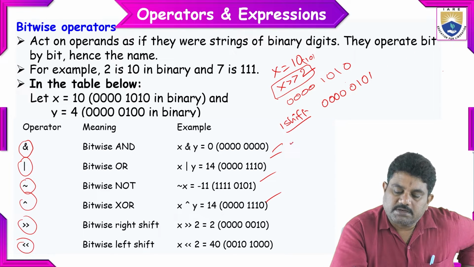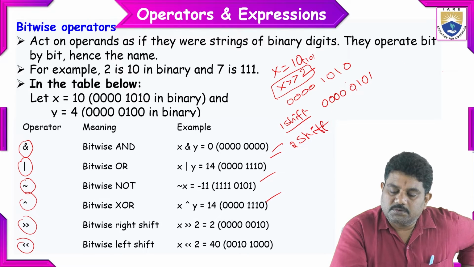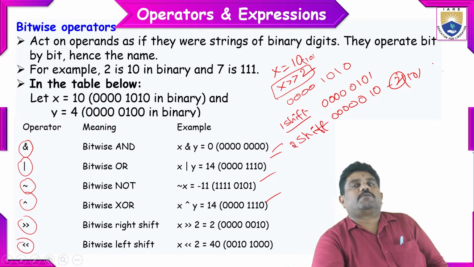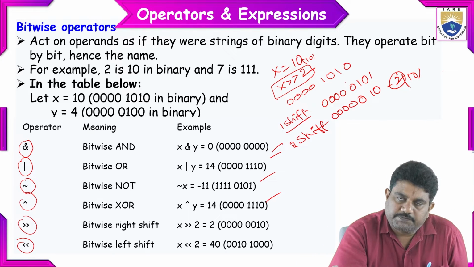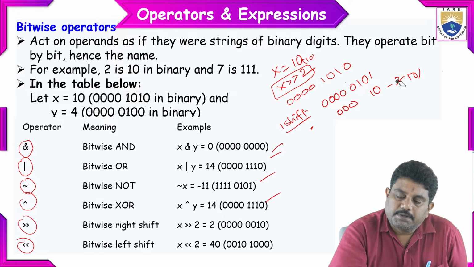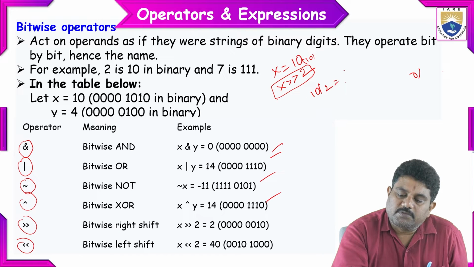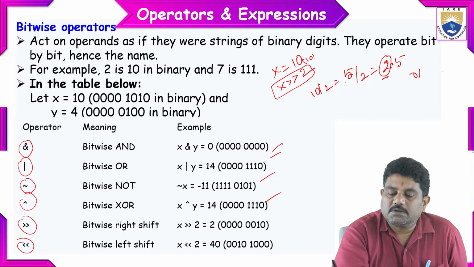And during the second shift, again you have to move from this side like this, 0, 0, 0, 0, 0, 0, 1, 0. So it becomes 2 now. Okay, like this you can perform the shift operation. So every time you shift one bit to the right side, the number divides by 2. So in this case, take 10. First time it becomes 5, and second time again it becomes what? 2. Actually 2.5. It takes the integer part, so it becomes 2.